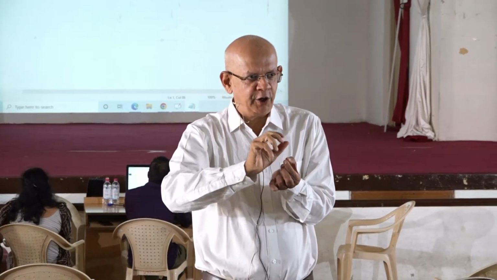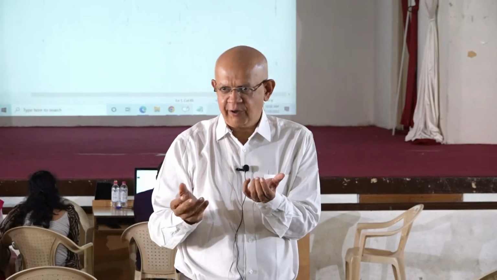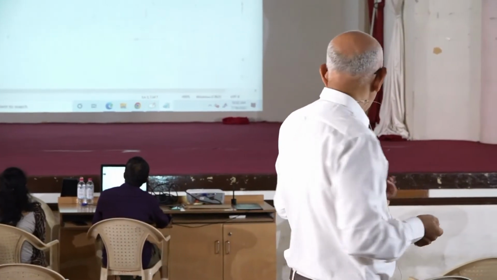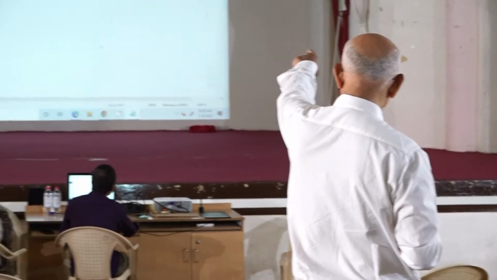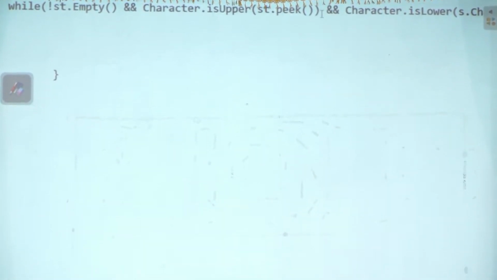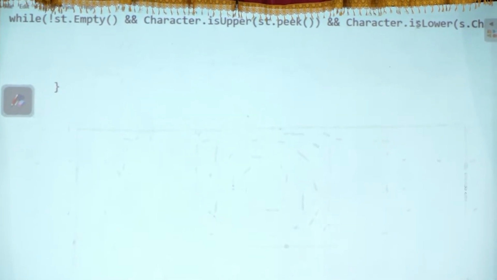You have to decide when to do a pop or a push. On a stack you can do, unfortunately or fortunately, one of these two, right? When do we pop, when do we push? Okay. So we are saying Character.isUpper(st.peek()). We are peeking at the stack, it will give us the topmost character at the stack, and we are saying is lower, the other character.